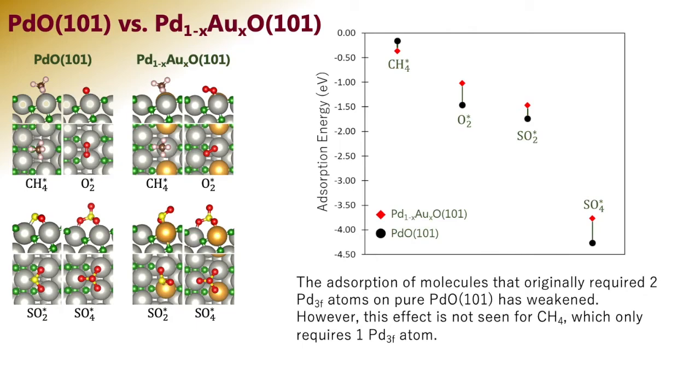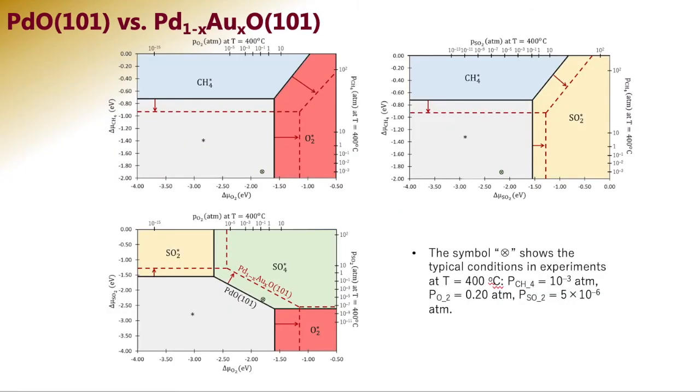For these two surfaces, SO2 retains its characteristic in which one oxygen binds with the 3F palladium atom with an unoccupied DZZ orbital and the sulfur atom binds with an atom with occupied DZZ orbital, which is a 4F palladium atom for palladium oxide and gold for the case of the palladium gold oxide surface. For SO4, it retained its adsorption configuration for the two pristine surfaces.